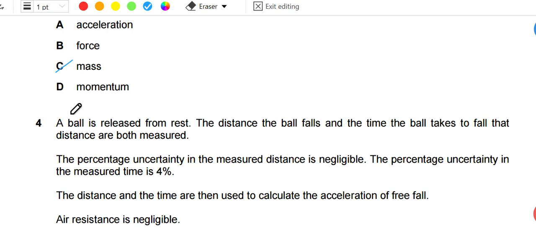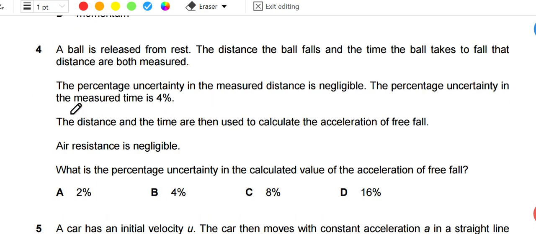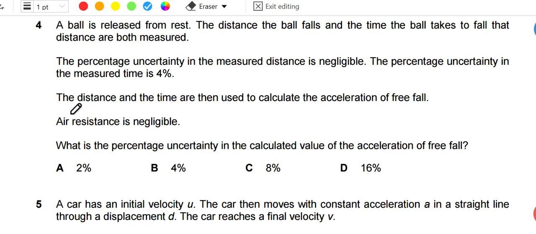A ball is released from rest, and the distance the ball falls and the time are measured. Percent uncertainty in distance is negligible, and in time 4%. And we want to calculate g.